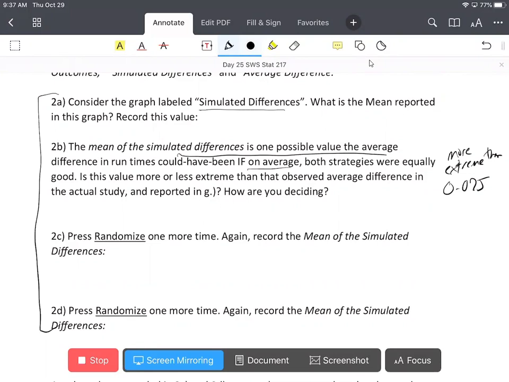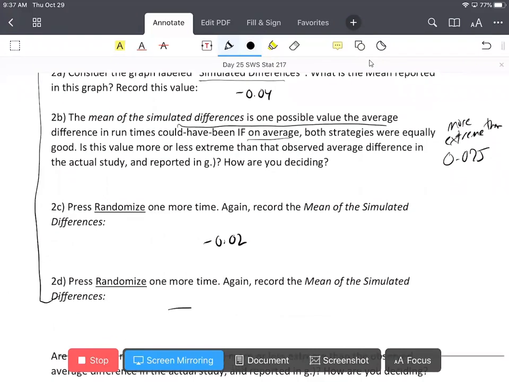So as we randomized, remember we got them before, and I think our first number was like negative 0.04. In fact, I do remember. It was negative 0.04, and then I think our next time was negative 0.02. Remember how we showed up? And the last one, I don't remember what the value was. But are these as extreme as 0.075? Which is closer to 0?